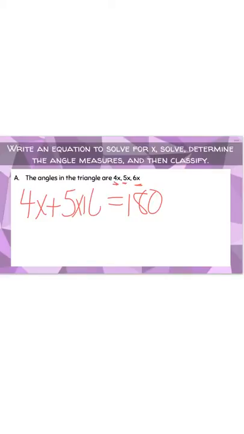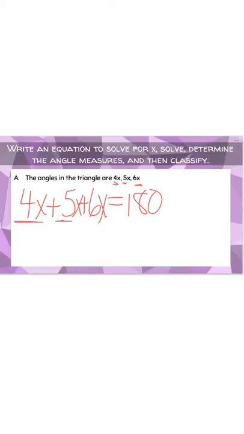Now let's look at some algebra. You're going to write an equation to solve for x, solve it, and then determine the angle measures and classify the triangle. If you have a triangle where the angles are 4x, 5x, and 6x, we know that the 3 angles add up to 180 degrees. So these 3 added together are going to equal 180 degrees.